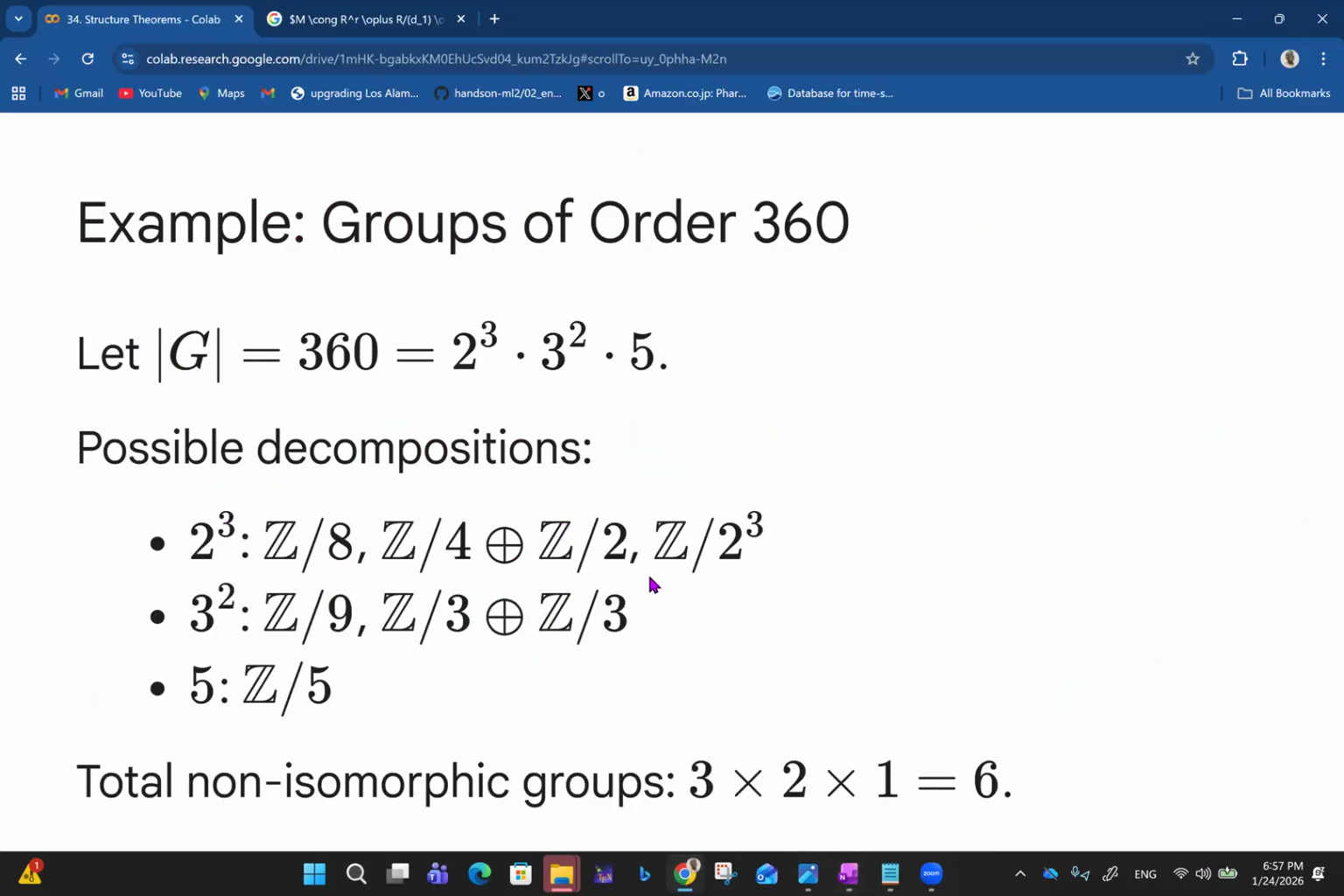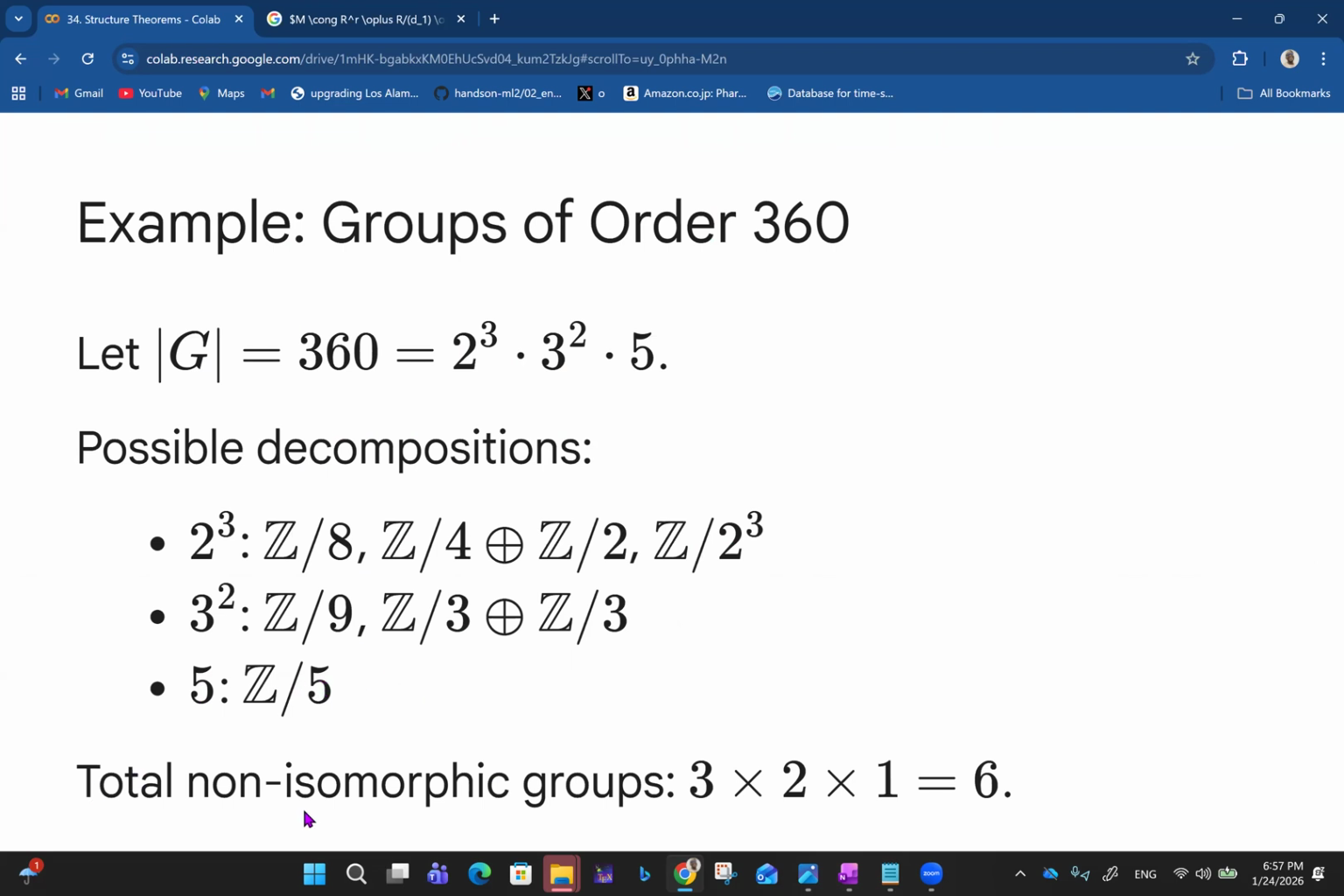So for possible decompositions, we can go for 2 raised to power 3. We have Z8, Z4 ⊕ Z2, or we just say Z2 raised to power 3 directly. And then for 3 raised to power 2, we can say Z9, right? And that is Z3 ⊕ Z3 straight up. And then here we have 5. That is just simply Z5.